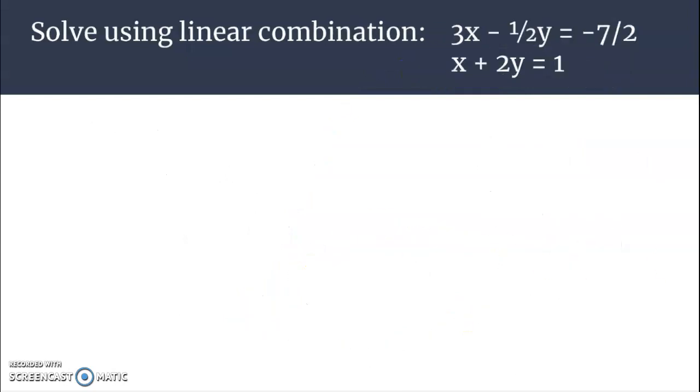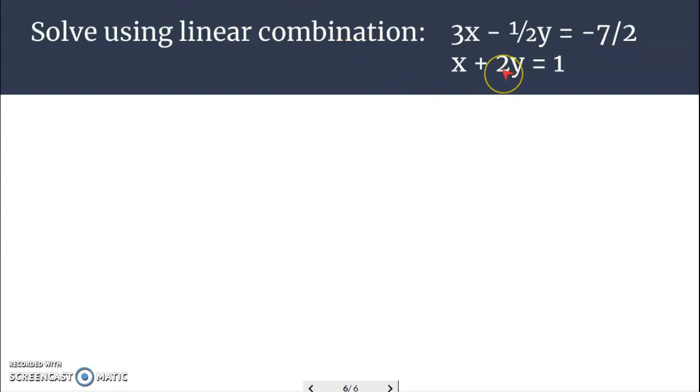There we go. Let's look at one more. This one, not only does nothing really cancel out, 3x minus 1 half y, negative 7 halves, x plus 2y equals 1. We have some fractions in here making it a little bit more difficult. We could try to eliminate the x's by multiplying the bottom equation by negative 3. However, manipulating the y's may, if we're lucky, get rid of the fractions as well.